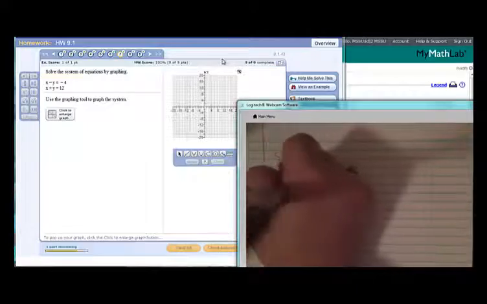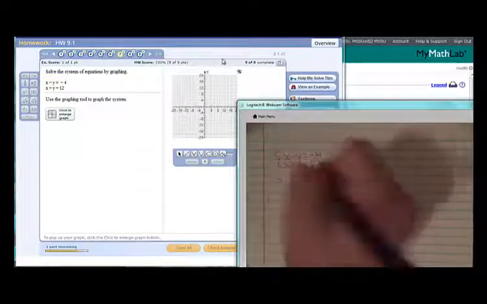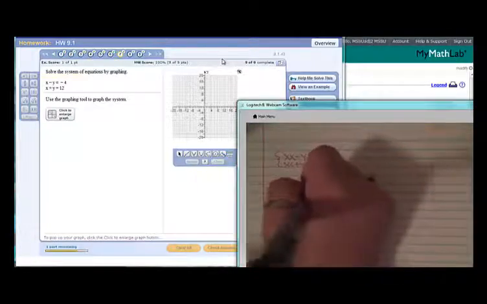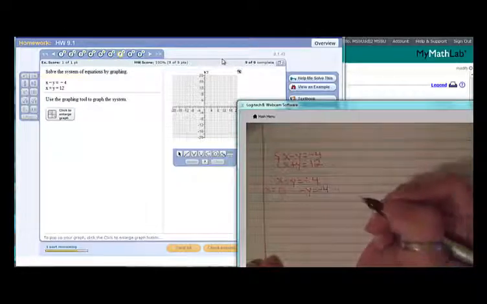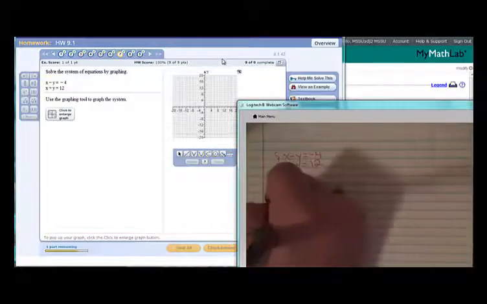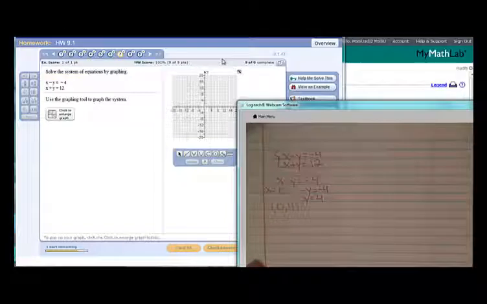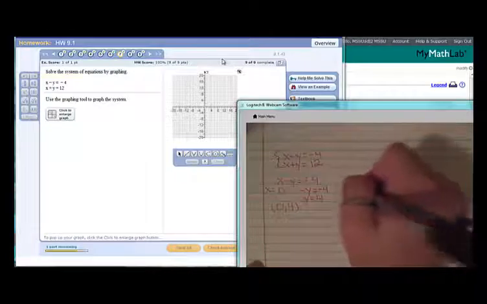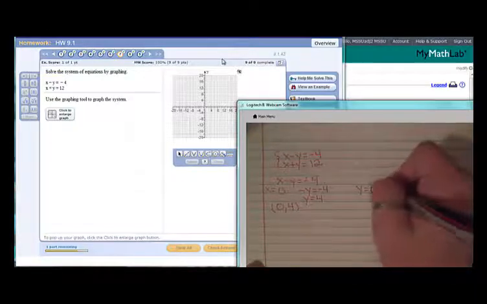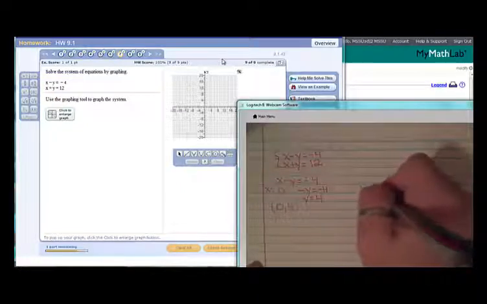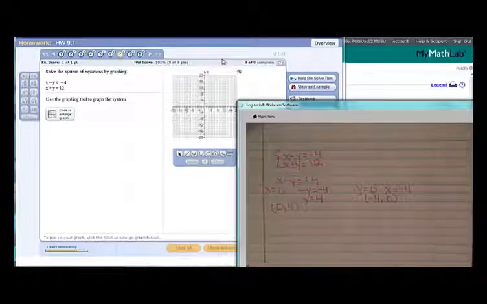So I'm only going to deal with the top one first. That's our x minus y equals negative 4. So when x equals 0, that's going to leave us with negative y equals negative 4. Multiply both sides by negative 1, and we get y equals 4. So that ordered pair will be (0, 4). Now if I let y equal 0, then that's going to leave me with x equals negative 4. So my second point will be (negative 4, 0). So those are my 2 points for the top line.